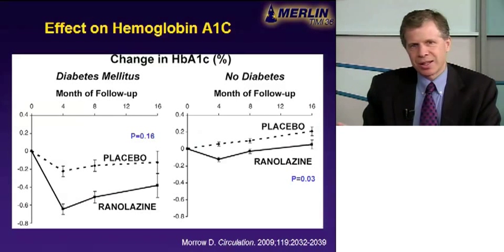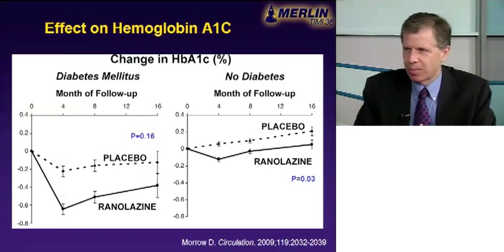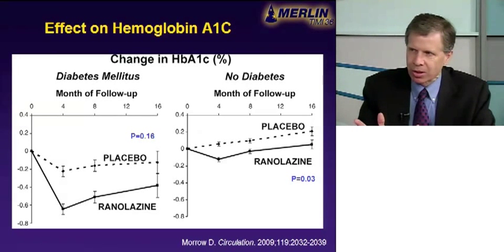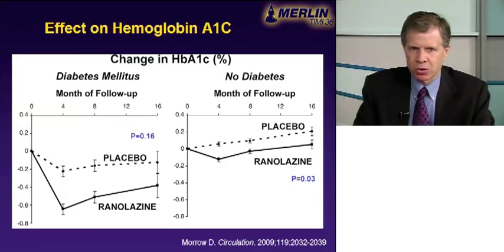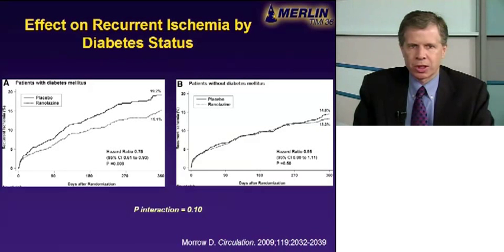But then there was this interesting other feature with respect to diabetes and metabolic effects that was seen in some of the earlier trials with ranolazine, but really I think more nailed down in the Merlin trial, where for either patients with diabetes or patients without diabetes, there was this reduction in hemoglobin A1C during the first year or so for patients with diabetes, and at the end of the trial for patients without diabetes, an improvement in hemoglobin A1C.